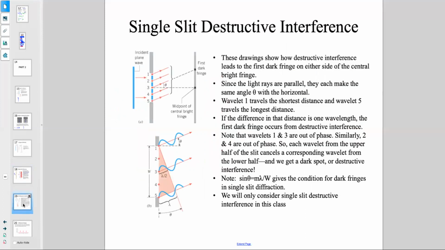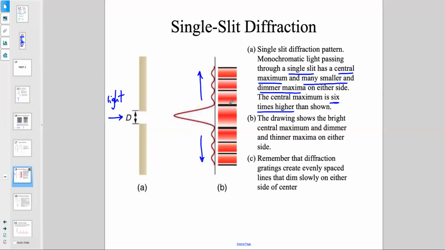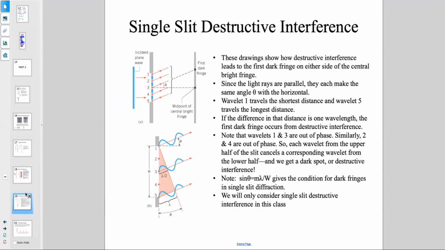So single slit destructive interference, as I said, there are darker spots, but let's talk about those dark spots as well. What we have here is that these drawings are showing those first dark fringe or first dark spot, and let's talk about why this is happening. These drawings show how destructive interference leads to the first dark fringe on either side, as I said. So we consider 5 wavelets or spots or sources, but they could be many of those, correct?